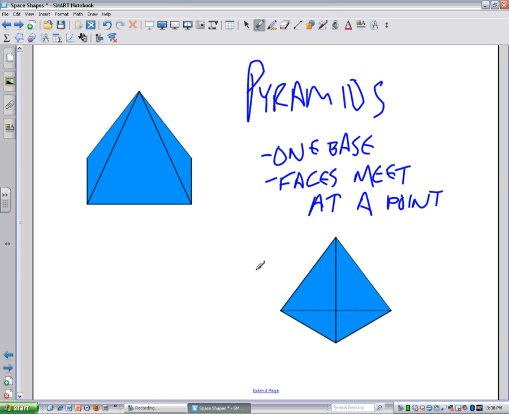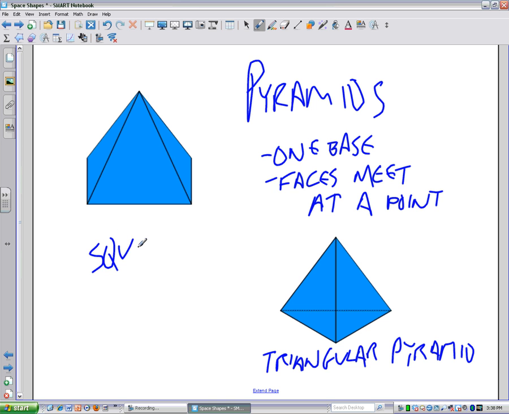And the way we name pyramids, same way that we named prisms, we look at the base. So in this case, the base is a triangle. So this is a triangular pyramid. This one's got a square base. You can't really see it, but it's got four sides. So this one is called a square pyramid.